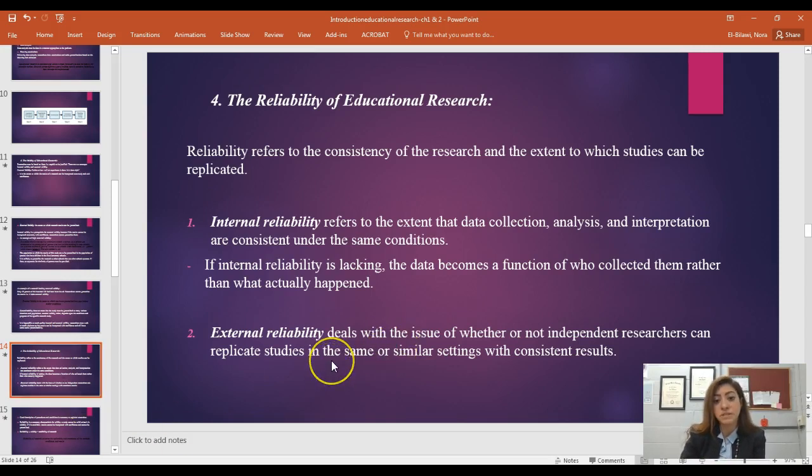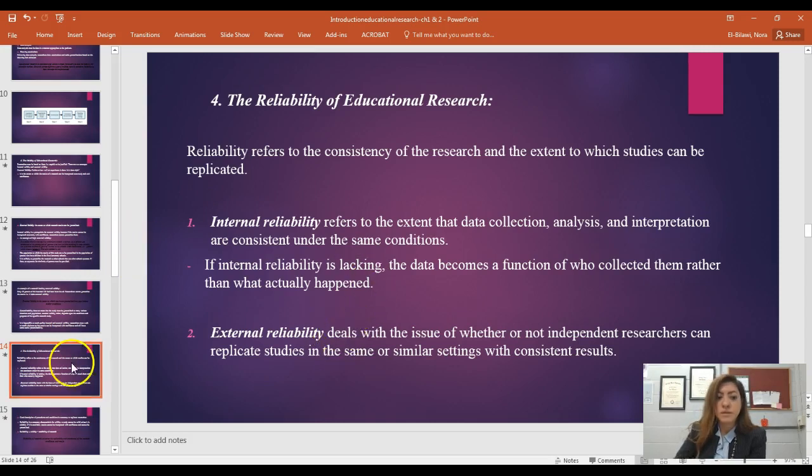External reliability deals with the issue of whether or not independent researchers can replicate the studies in the same or similar settings with consistent results. So again, when you report any conditions, then it makes me believe that, oh, I can do it. It's just that because of the situation here, it didn't work out. But for my situation, if I don't have this condition, it will still work out. This report of consistency and any kind of condition ensures that external reliability is valid because I really can replicate the study.